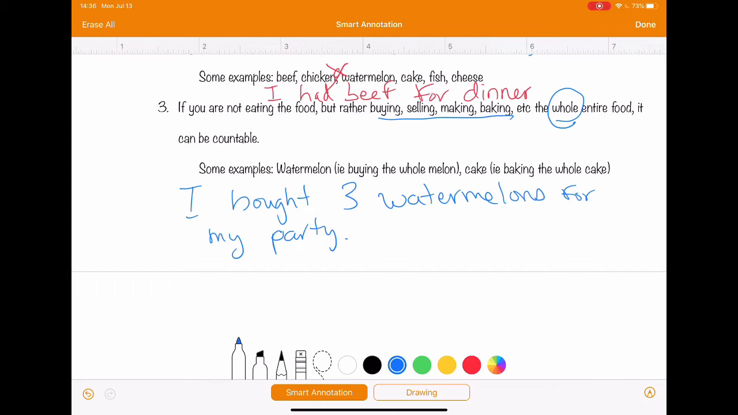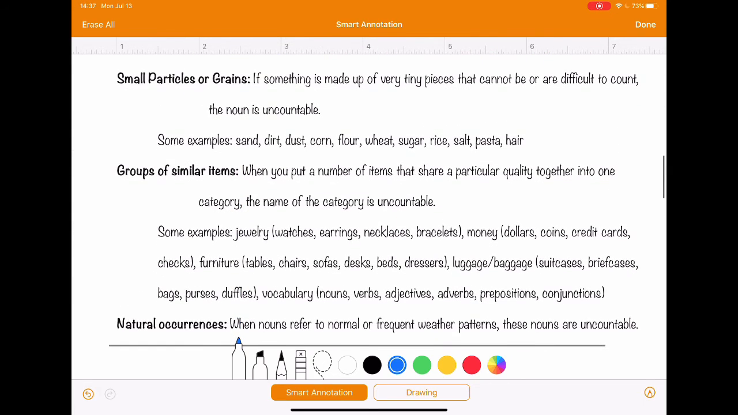Same thing would apply, for example, with a cake. If I'm talking about baking a cake, I'm not eating the cake, I'm making it or baking it. Then I can talk about the whole entire cake as one, and then it becomes countable. So I bought 3 watermelons for my party and baked 2 cakes. Now, if I'm going to eat the cake, then I'm not going to eat cakes, right? If I say I ate 3 cakes, that means I ate 3 whole cakes. I would say I ate 3 pieces of cake. Make that uncountable.